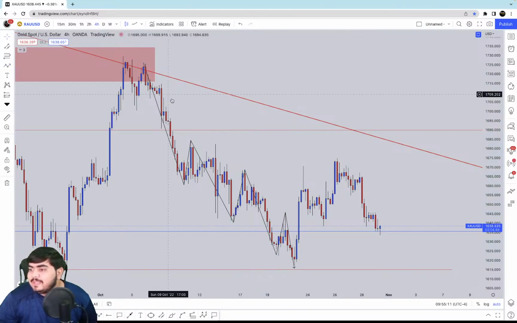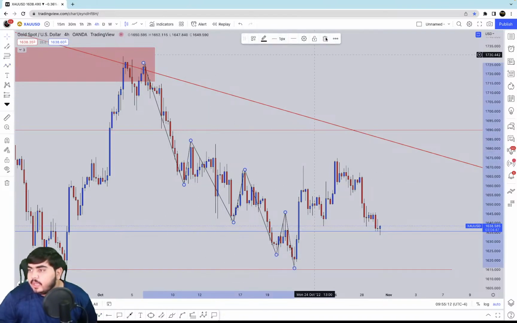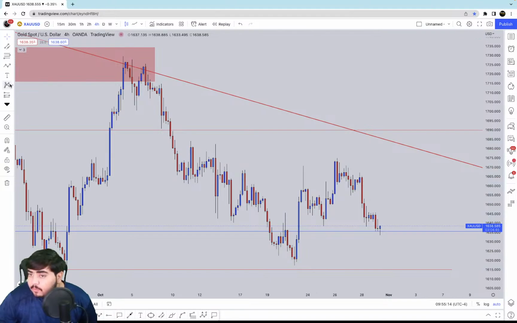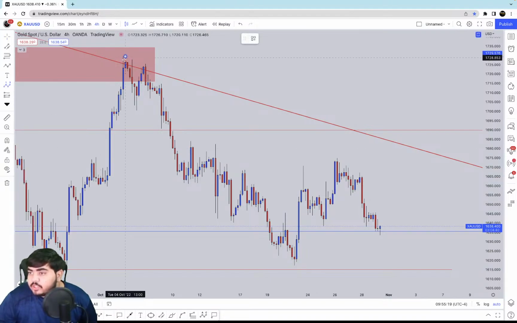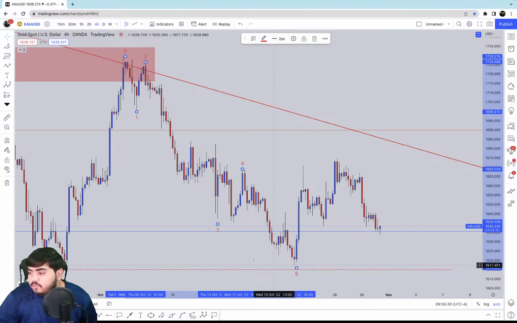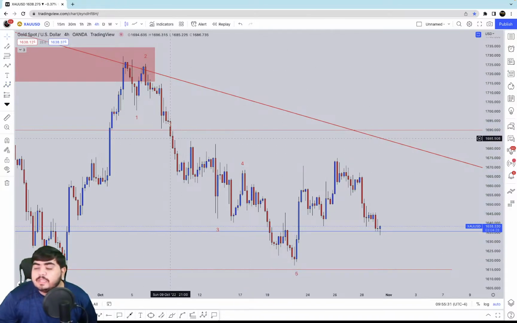So market was basically creating lower lows and lower highs. And keeping this in our mind, we can also use Elliott wave cycle. So we can see that market created its first move up, then a correction, second wave, third wave, fourth wave, and we have our fifth wave. So market was basically making lower lows and lower highs here.